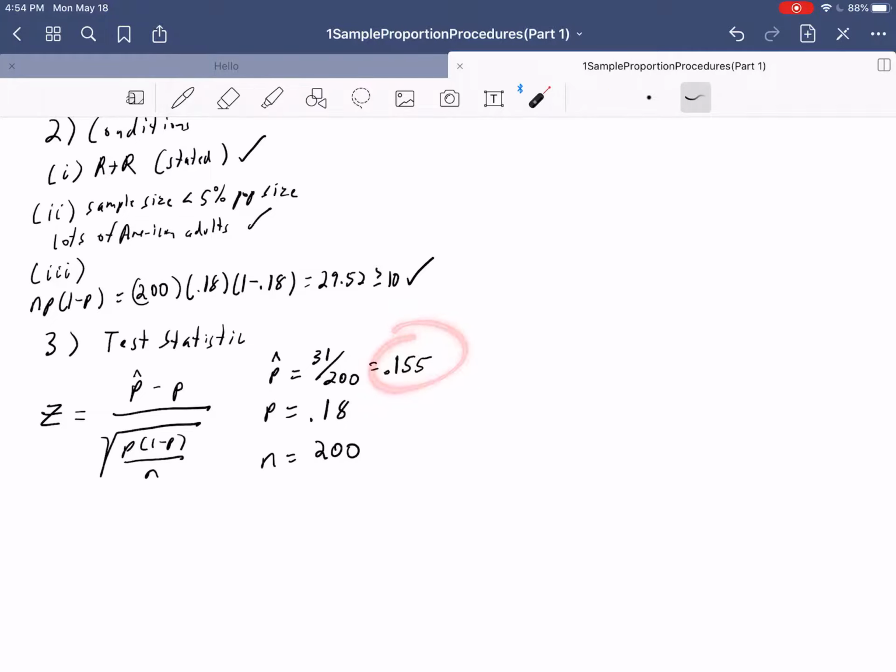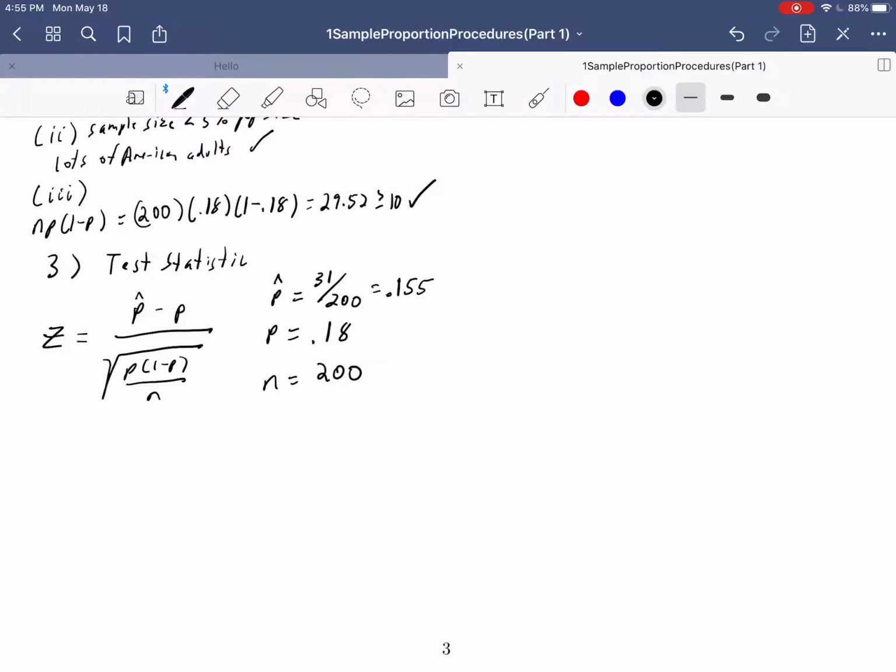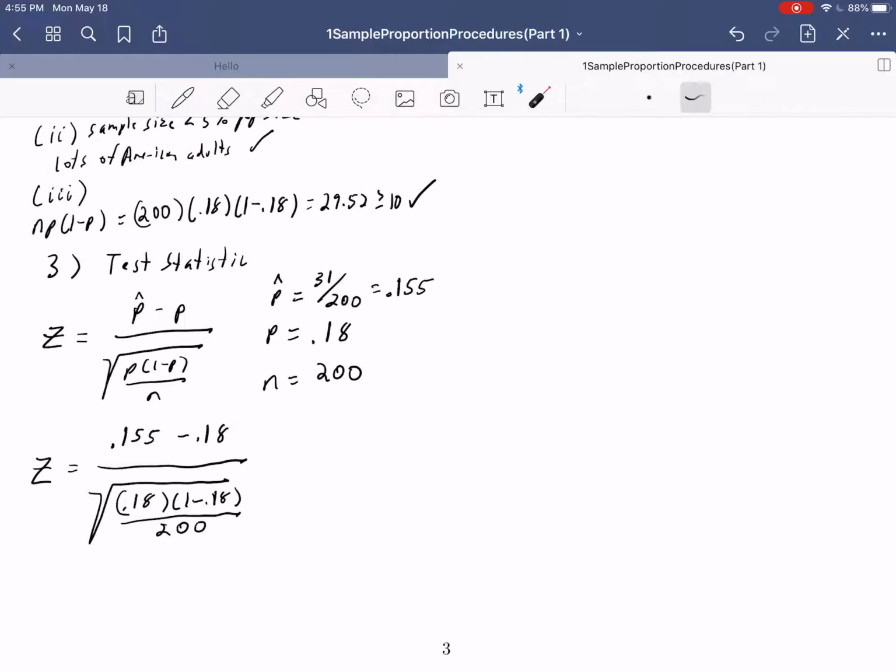If you think about that as a percentage, what that's saying is that in our sample, 15.5% of the adults that we talked to said that Blu-ray is a marine animal. Now what we're trying to figure out is, is 15.5% low enough compared to the 18% to really believe that there's been some fundamental change, or is that well within the normal variation, so it's not going to be enough evidence? Well, let's go ahead and find out by calculating this. So we're going to have 0.155 minus 0.18 divided by the square root of 0.18 times 1 minus 0.18 divided by 200. So we plugged in all of our stuff there.